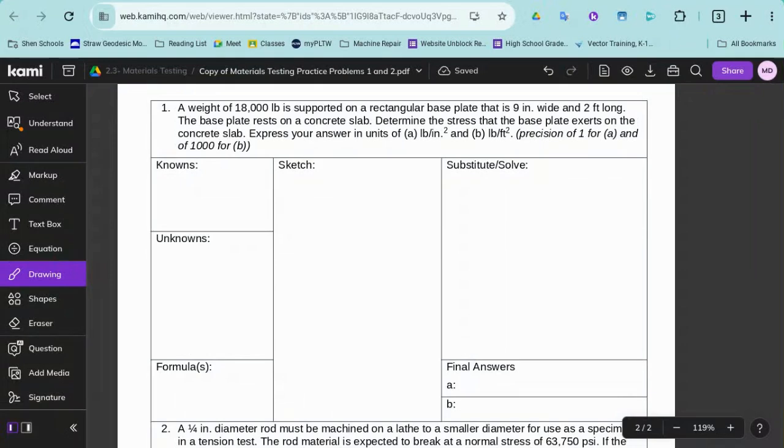All right, let's take a look at problem number 1. A weight of 18,000 pounds is supported on a rectangular base plate that is 9 inches wide and 2 feet long. The base plate rests on a concrete slab. Determine the stress that the base plate exerts on the concrete slab. We're going to be coming up with our answer in both pounds per square inch and pounds per square foot, with a precision of 1 for the pounds per square inch and 1,000 for the pounds per square foot.